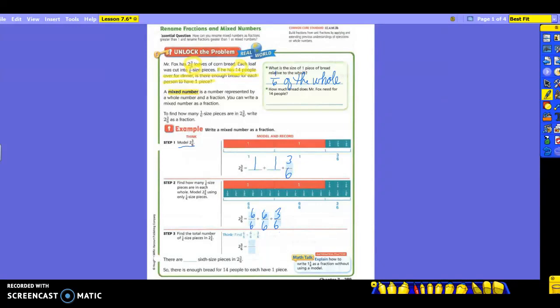Now, when you put it all into the same size fractions, or the same denominators, you're easily going to be able to do your addition of fractions like we've been doing the past couple of days. So we're going to find the total number of 1/6 size pieces in 2 and 3/6. So when I do this, what do I get total? 15, because 6 and 6 is 12, plus 3 is 15, and my denominator is still 6.